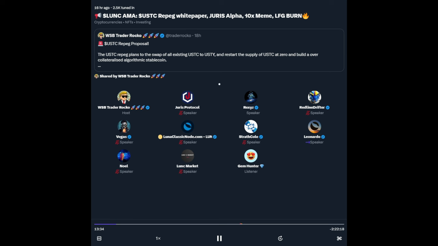Because Luna and USTC were fundamental parts of the market module. This is a different solution. This is based on collateral. It's not based on price movement.